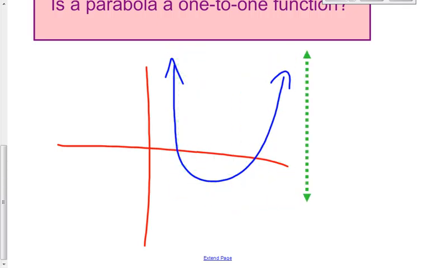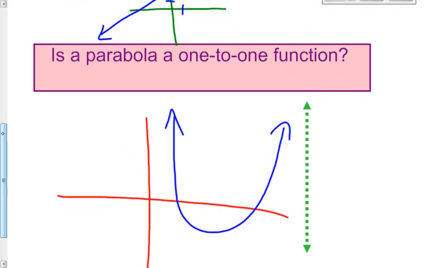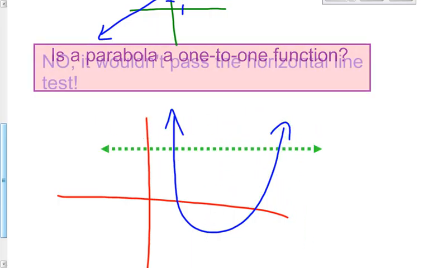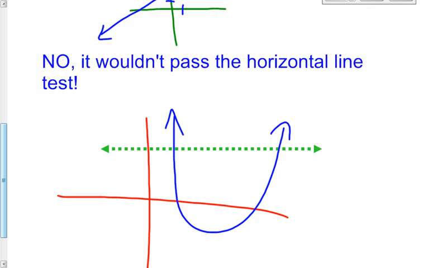So we know that it is a function, but this question asks, is it one-to-one? What do we have to do if it's one-to-one? It has to pass the vertical as well as the horizontal. Touches twice right there. So in our answer to our question, no, it is not a one-to-one function. The reason for that is because it wouldn't pass the horizontal line test. So that is an important skill.